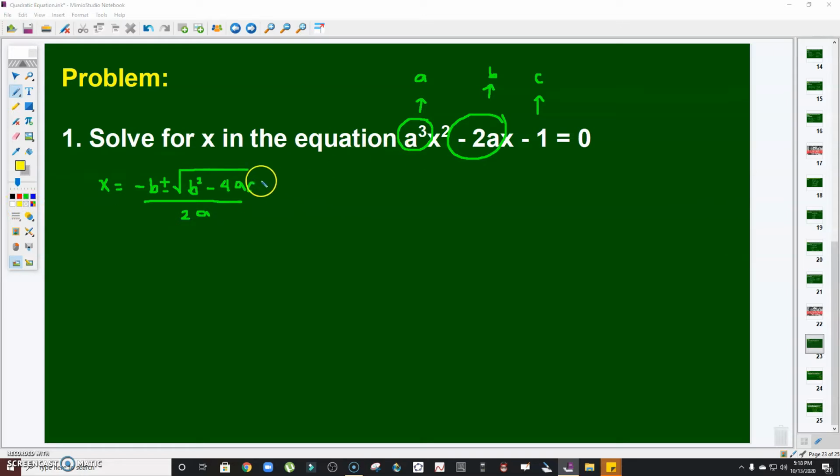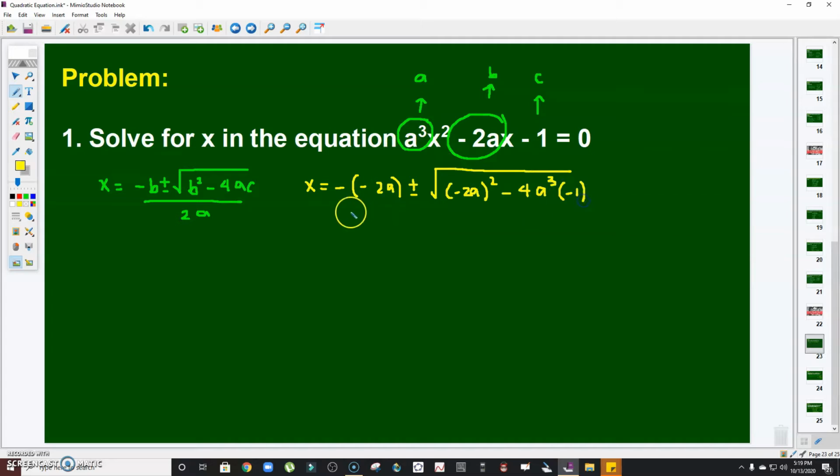Now, to solve for x, our b here is negative 2a. So that is negative of negative 2a plus minus square root of negative 2a squared minus 4 times a, my a is a cubed, so minus 4a cubed, my c is negative 1, all over 2a. There you go. See that? My a is a cubed.